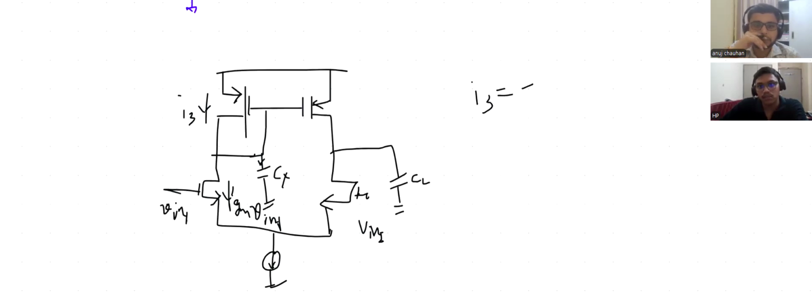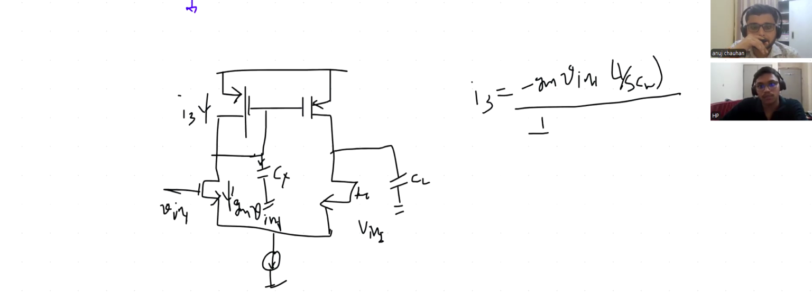So I3 is nothing but minus gm Vin1 into 1 by sCx divided by 1 by sCx plus 1 by gm3. The same current will mirror here. That is nothing but I4.